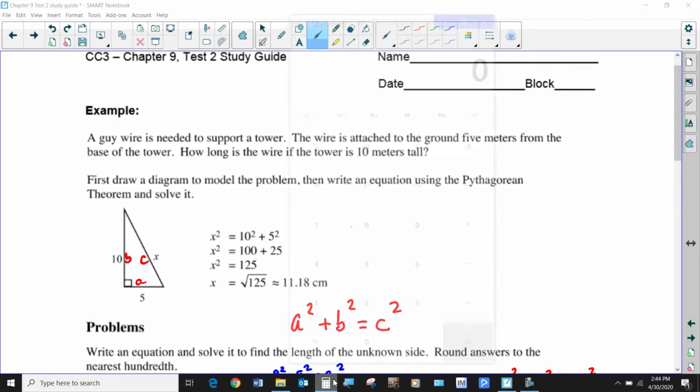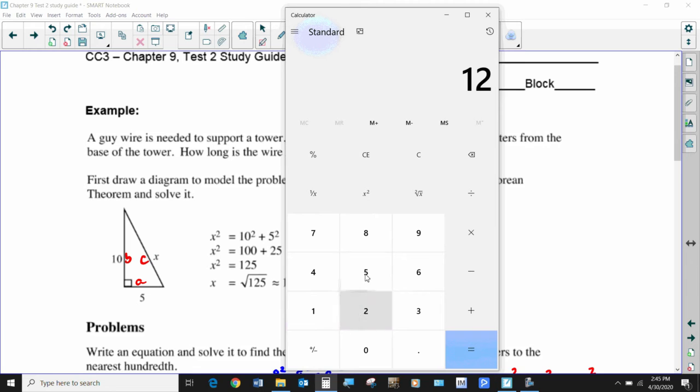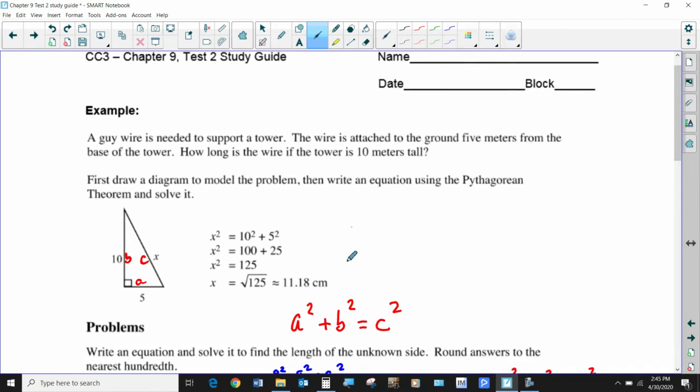Of course, just use your calculator. It's so easy to just take 125 and find the square root button, and there you go, and choose to round it to the nearest tenth, to the nearest hundredth. I wouldn't go into the thousands. So you could call that 11.2 centimeters or 11.18.